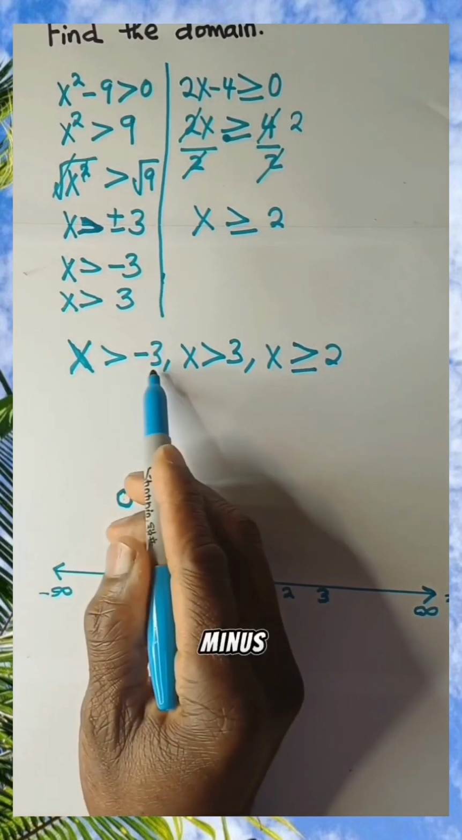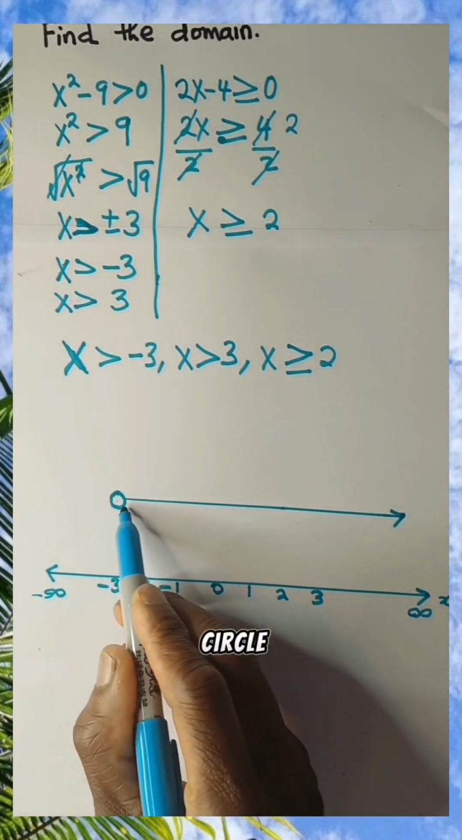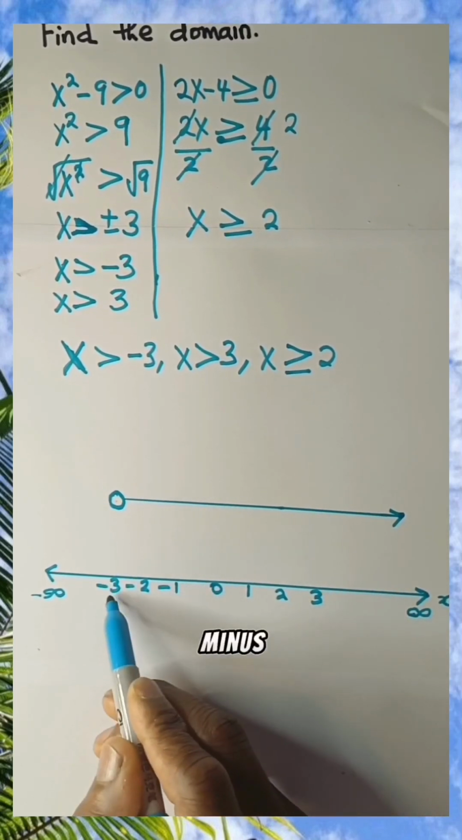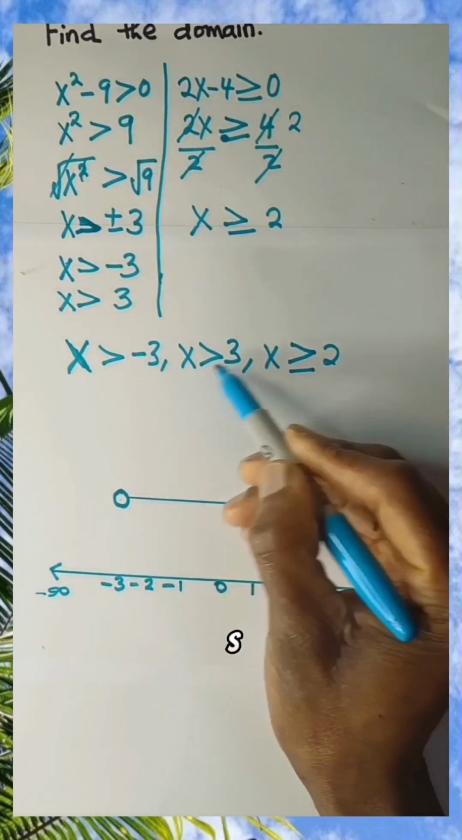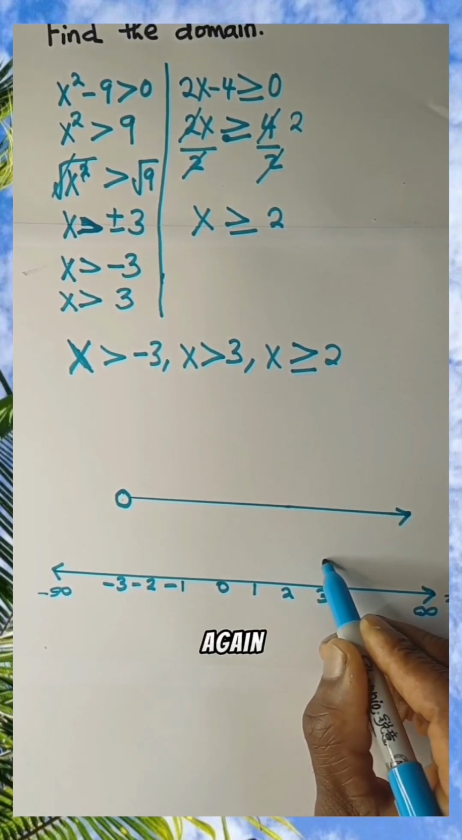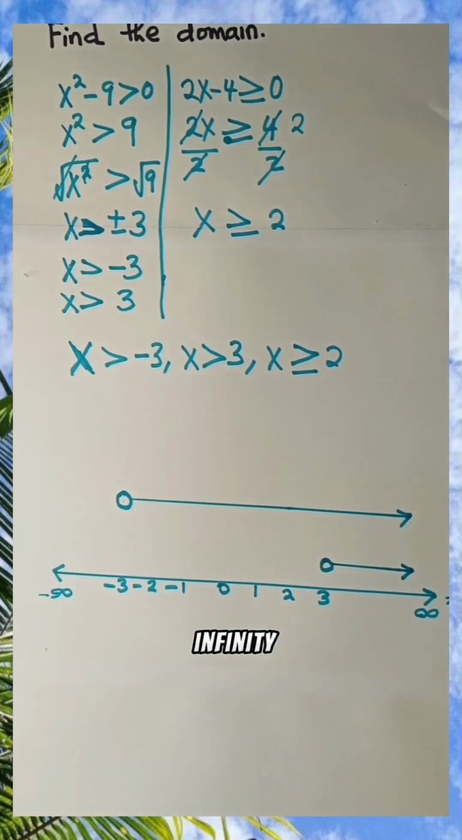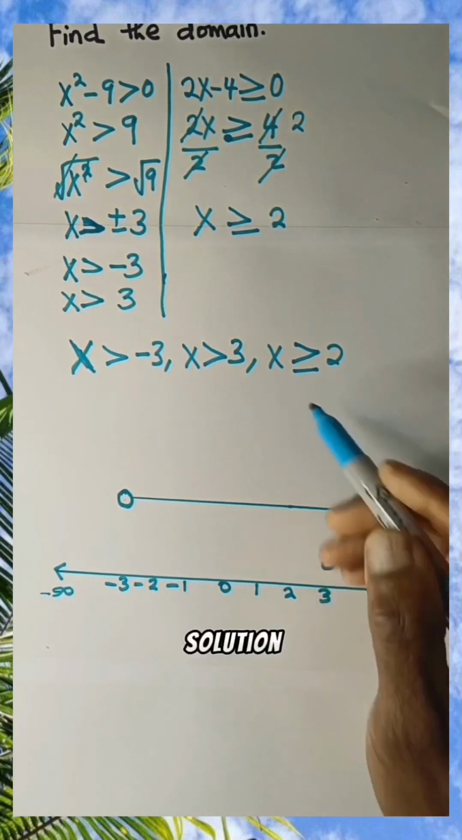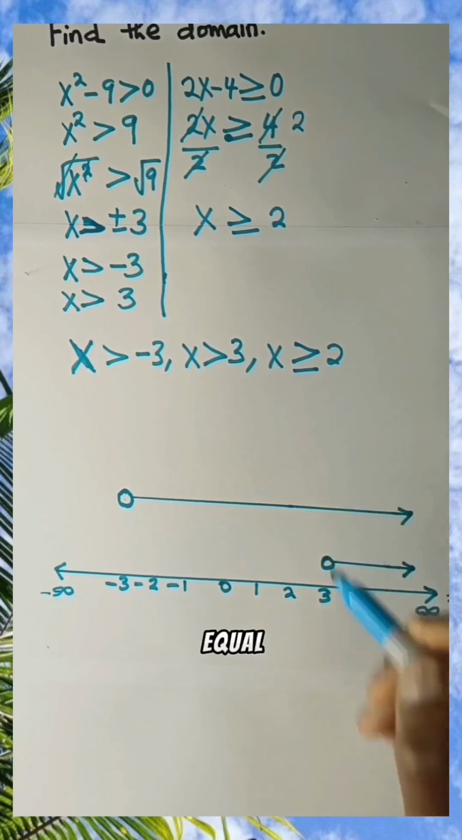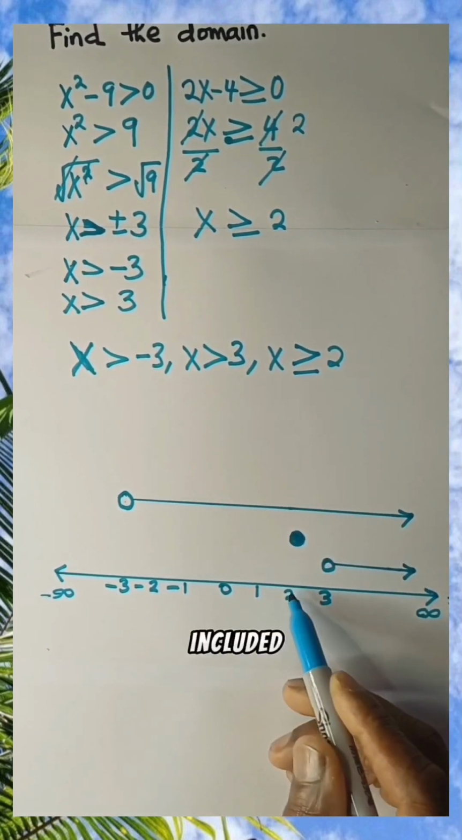s is greater than minus 3. That means s is going towards infinity. We use an open circle because s is greater than minus 3. The next solution is s is greater than 3. This is 3. So we use an open circle again. They are all tending towards infinity. The next solution is s is greater than or equal to 2, and this is 2. We are going to shade the circle because 2 is included.